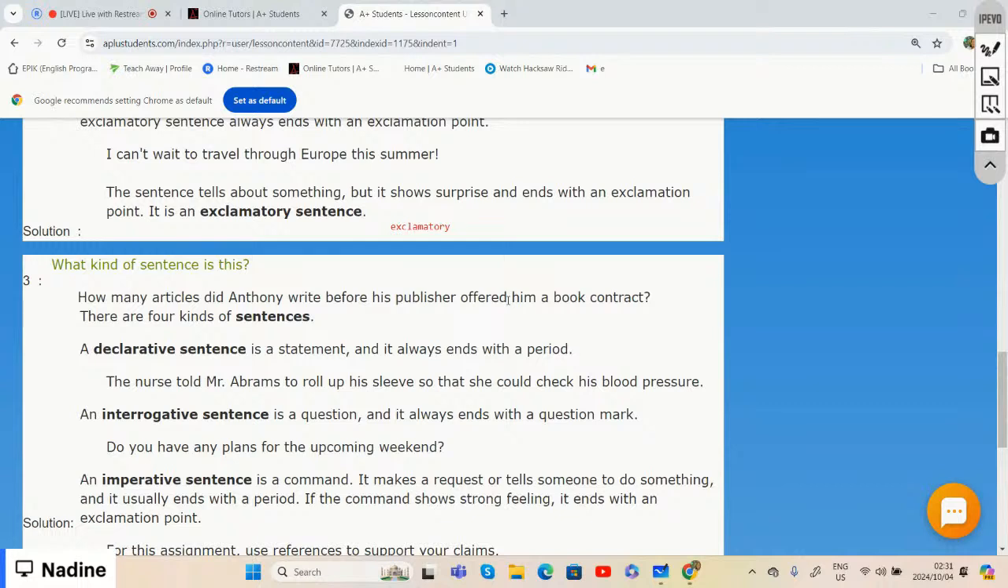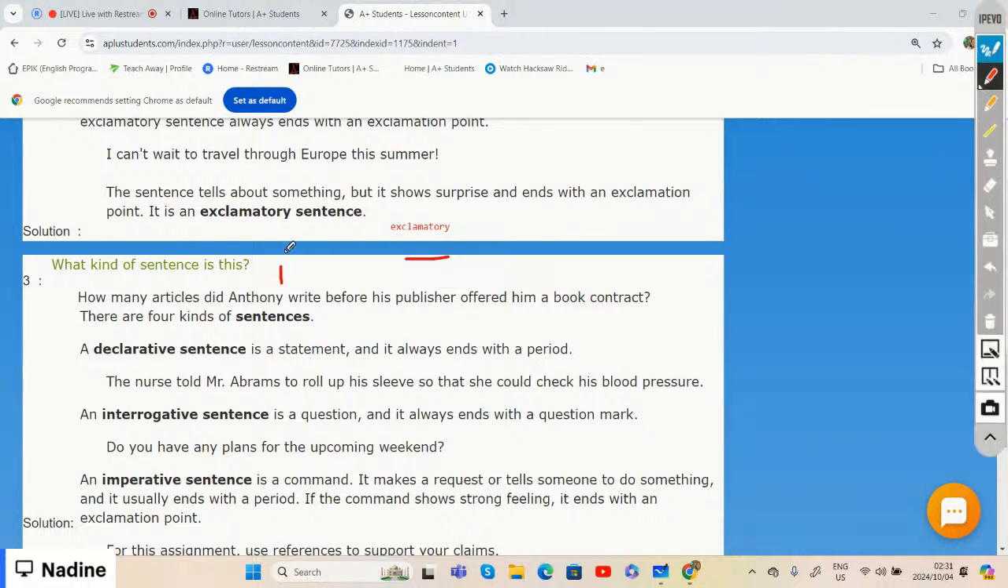And it ends with a question mark, then yes, we can say it is an interrogative sentence because it is a question that is being asked. So, an interrogative sentence. So, well done. That is correct.